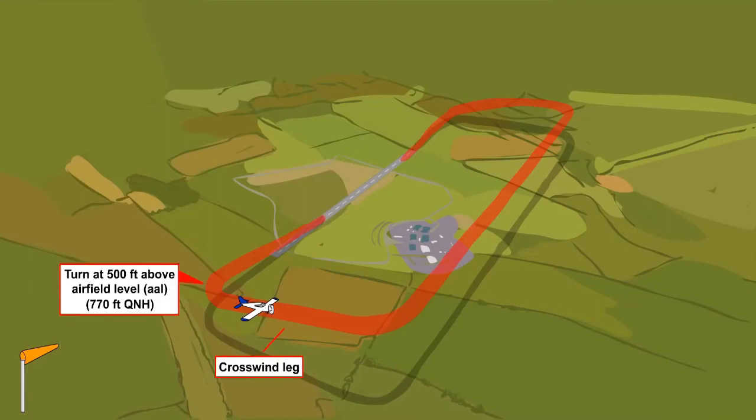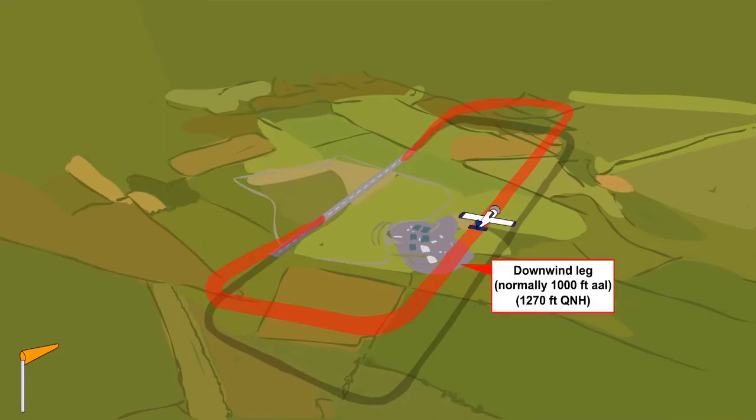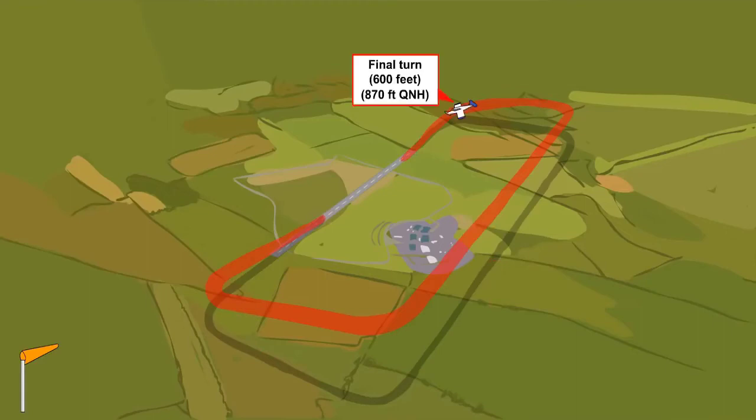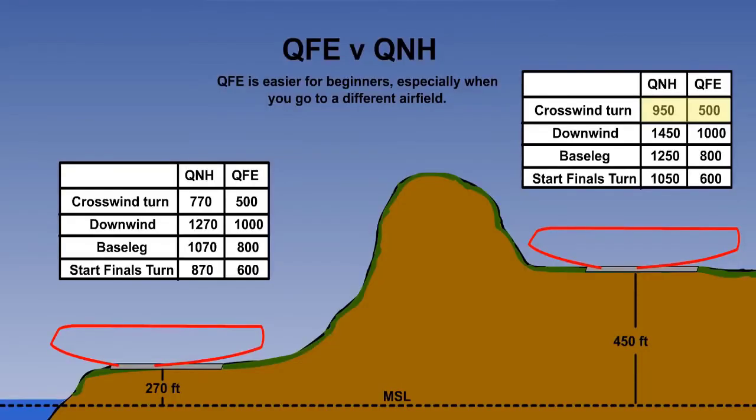If the airfield elevation is, say, 270 feet, it is easier to remember these numbers than the QNH equivalent of 770, 1270, 1070, and 870. Furthermore, if you then go to another airfield where the elevation is, say, 450, it is easier to apply your standard circuit heights than work out new altitudes for each part of the circuit.